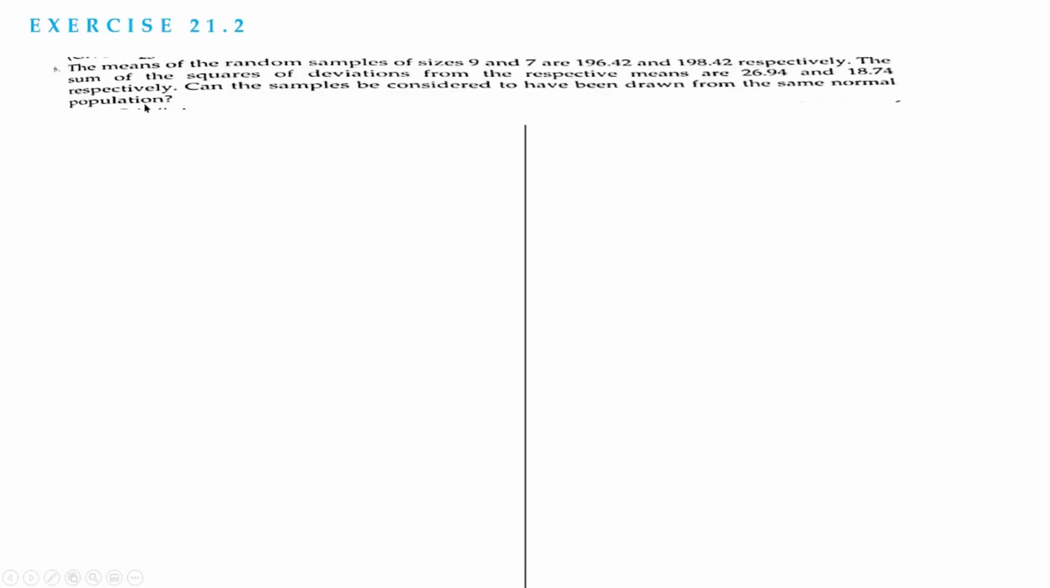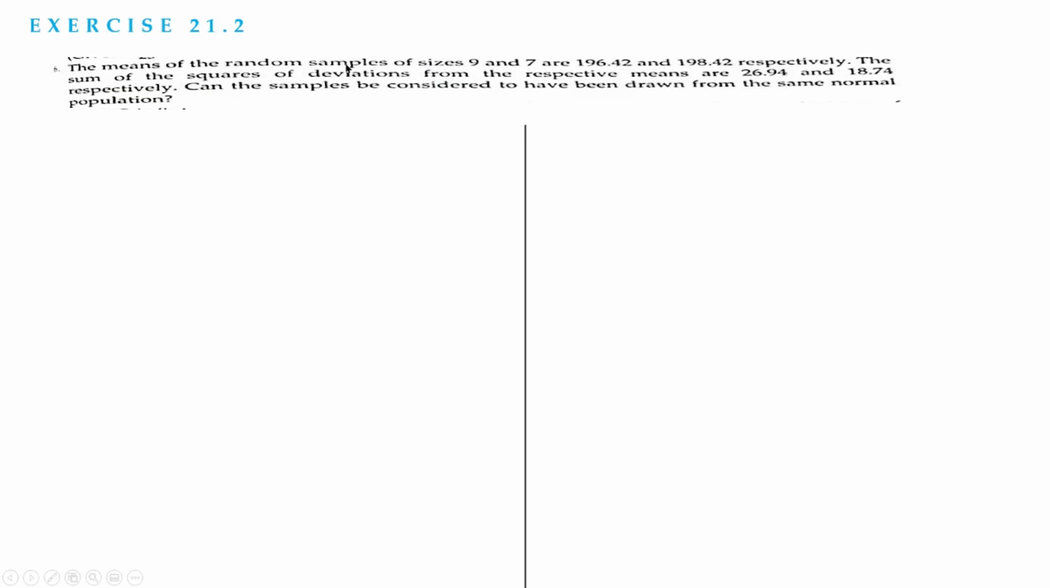Moving on to the next question. The means of random samples of sizes 9 and 7 are 196.42 and 198.42 respectively. The sum of the squares of deviation from the respective means are 26.94 and 18.74 respectively. Can the samples be considered to have been drawn from the same normal population?